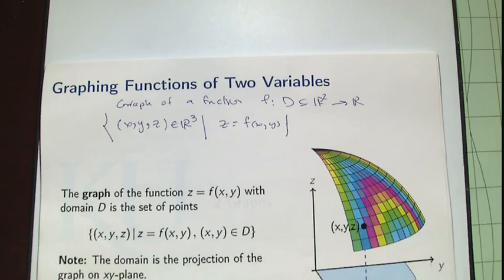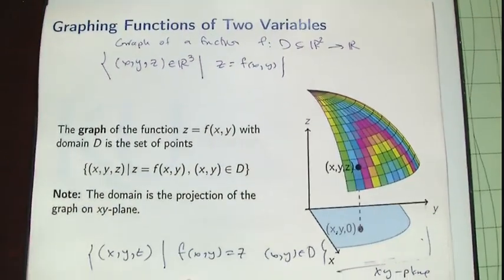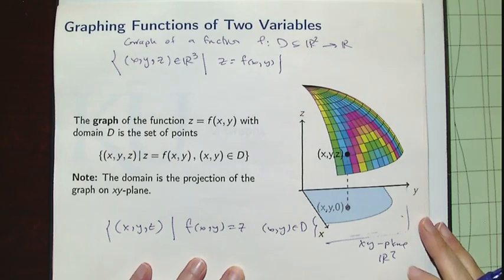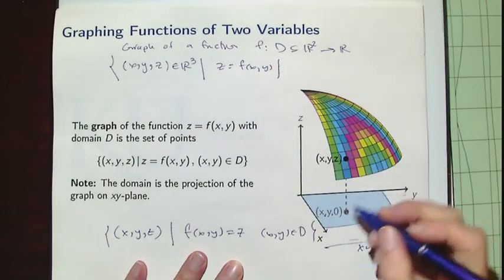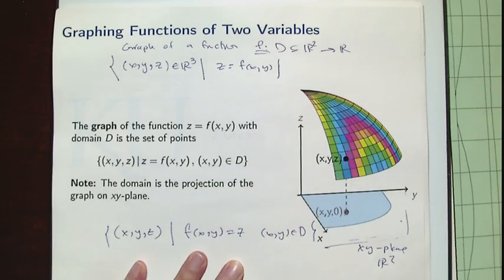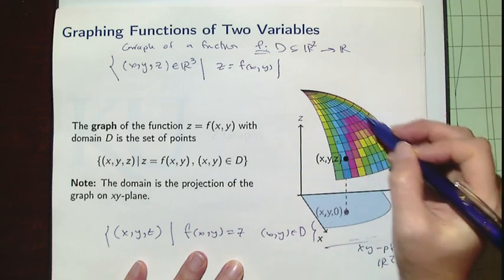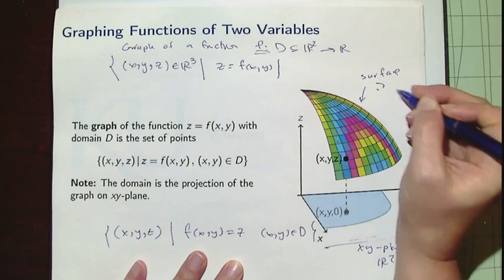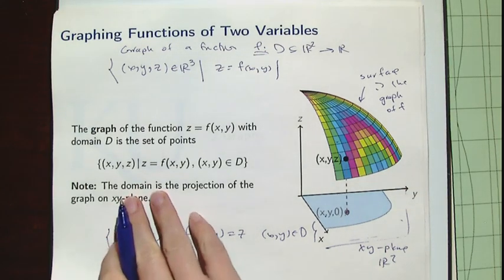Right down here, the XY plane is R2. For every point in R2, you find a z value using f, and so x, y, and that z becomes a point in R3. Collect all those points together and it forms a surface. This surface is the graph of f. Questions? Are we good with this?